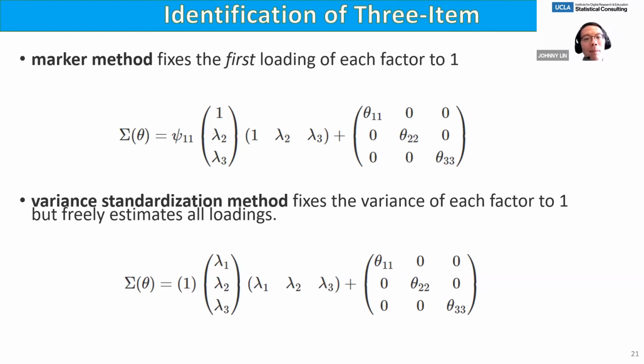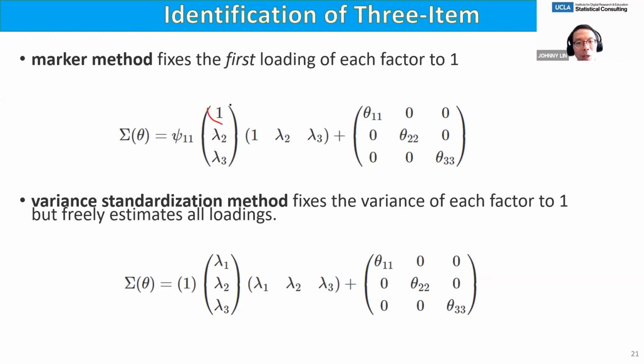No. Okay, so you have to think about when you do a marker method, you want to make sure that your items are all measured on the same scale. If that's not true, then you have to either standardize your scale first and then do marker method, or you have to standardize it using the variance standardization method. By default though, lavaan specifies the marker method, which means fix the first loading to 1. Can we fix the second loading to 1 and free the first one? Of course. Can we do the third one? Yes. But by default, it sets the first one.